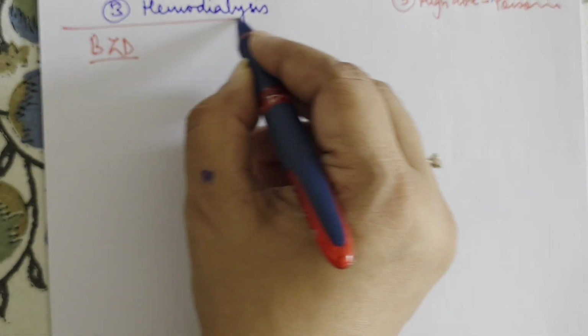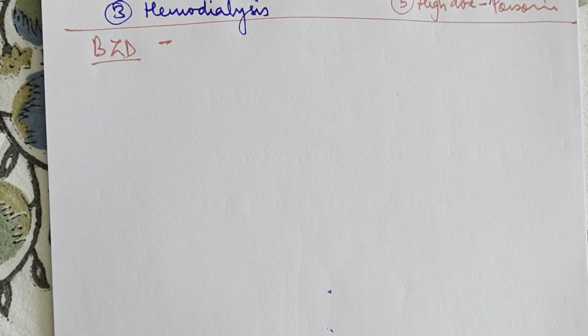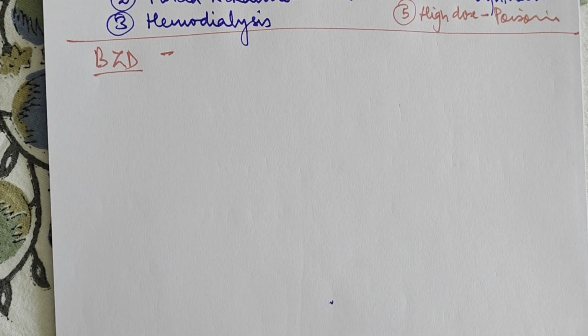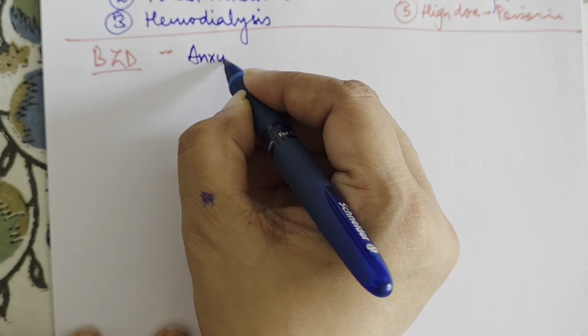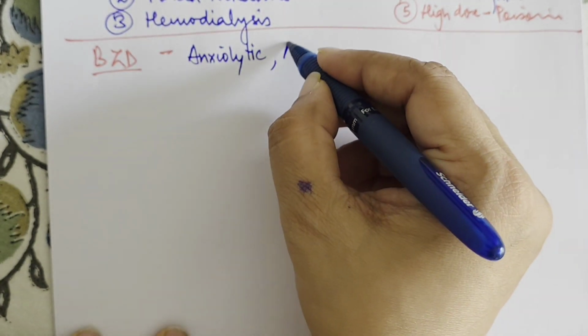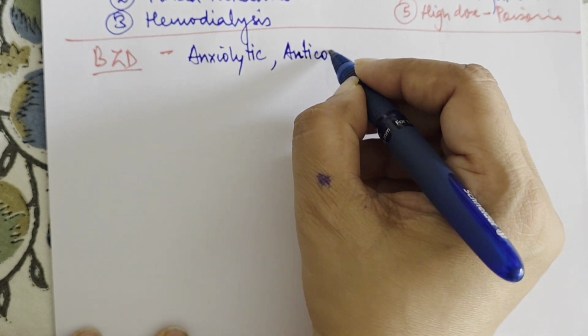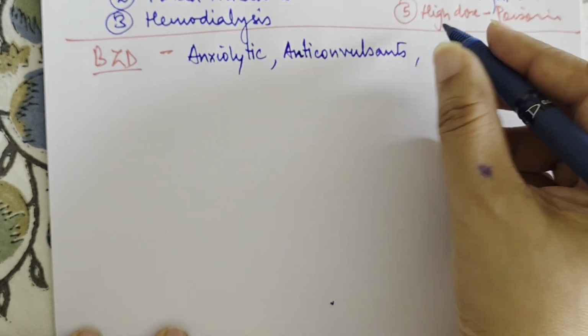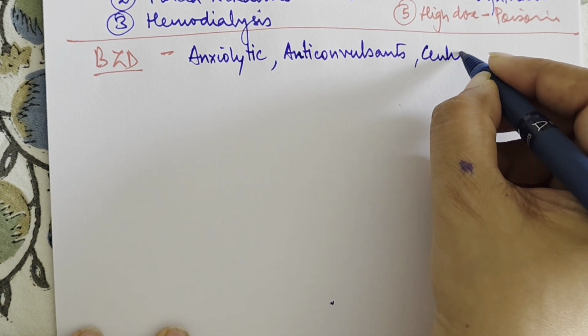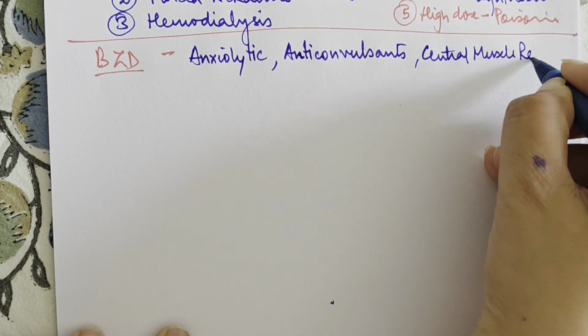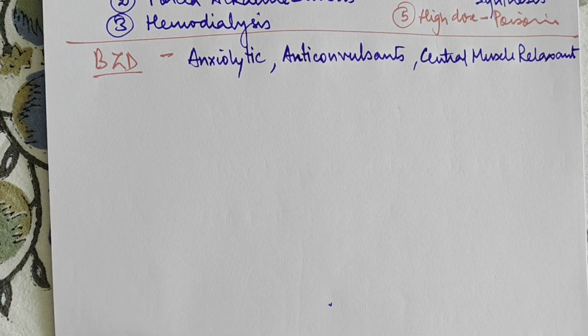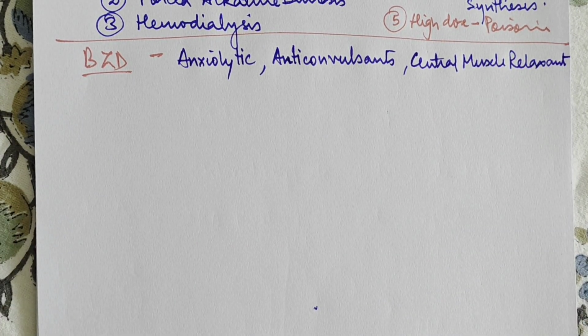So benzodiazepines, we saw that they have a GABA facilitatory action. Now these drugs are used as anxiolytics, as anticonvulsants, and they are also used as central muscle relaxants, right? The barbiturates have got a lot of use too. They are very good drugs and very commonly used.